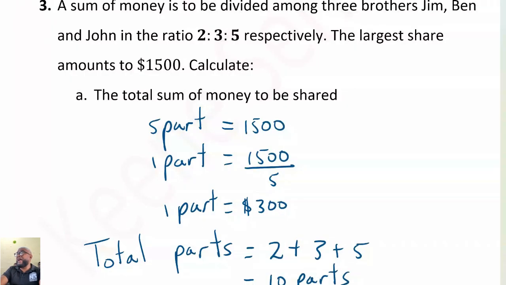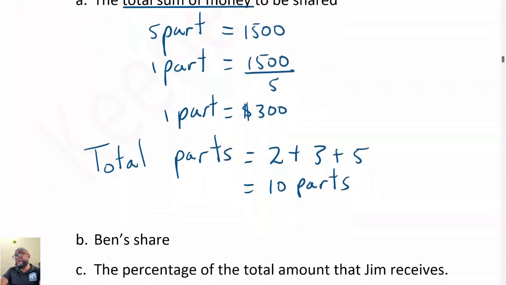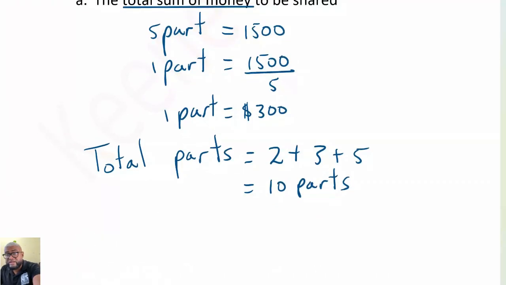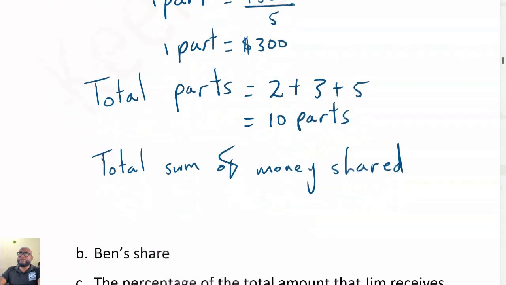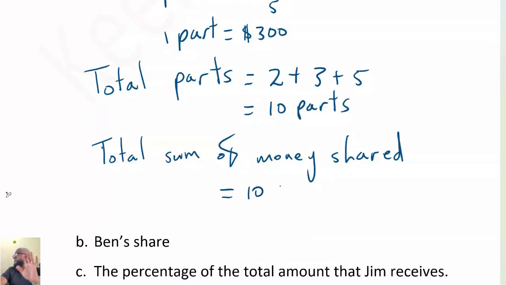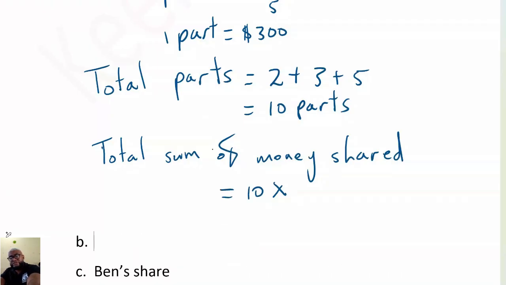So if I want to find the total, what's it? They want us to find the total sum of money shared, right, my children? The total sum of money shared, right? So that will be equal to total sum of money shared, right? So that will be equal to 10, because it's 10 parts to represent all the money. Multiply by what's the value of one part? So it'll be 10 multiplied by 300, which will give me what, my children? 3,000. Boom.